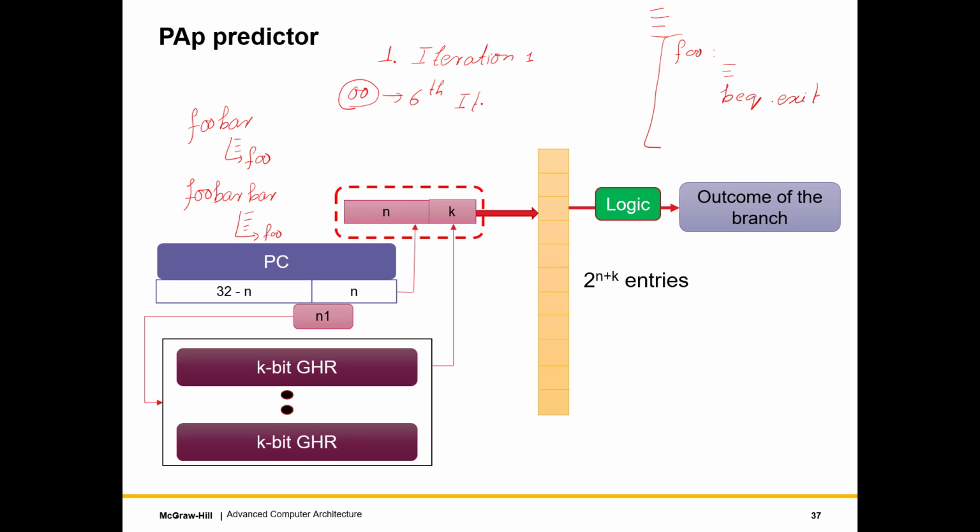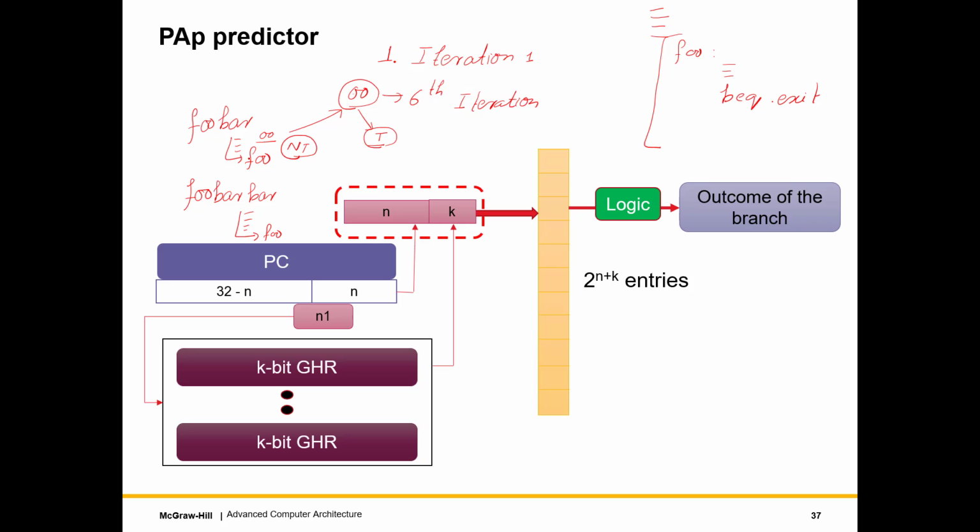Now it is possible that the context from which the foo function was being called, we are having a similar GHR with 0 and 0. So in this case, we know that the first beq.exit, that is not taken, but we see in a similar context, it is actually taken. So to solve such kind of issues, it is important to actually have multiple GHRs, which is exactly what a PAP predictor has. It has multiple GHRs.